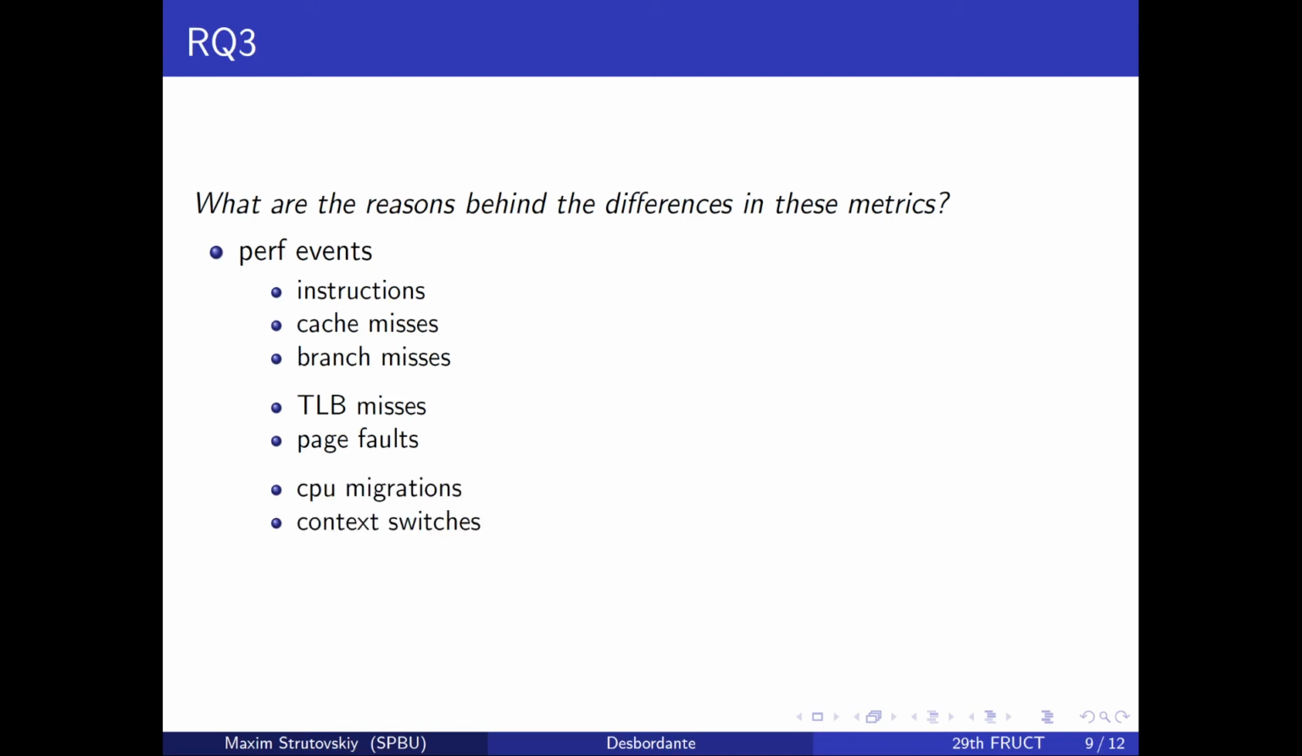Other events, such as TLB misses and page faults, are less crucial to performance. We have also noticed that CPU migration and context switch count of Metronome greatly exceeds that of Desbordante. This could be explained by the fact that Metronome, being a Java application, is a multi-threaded program. Therefore, it is prone to CPU migrations.